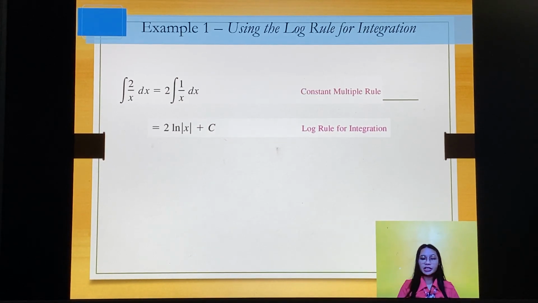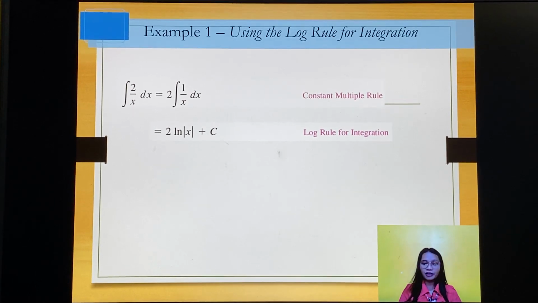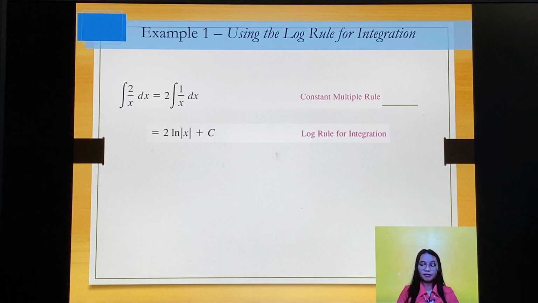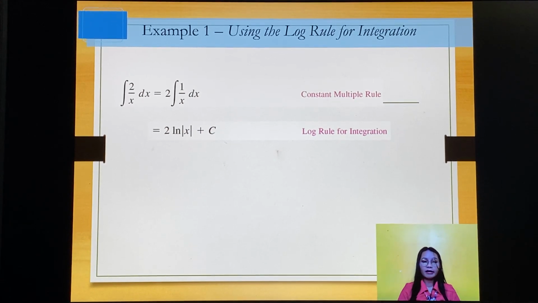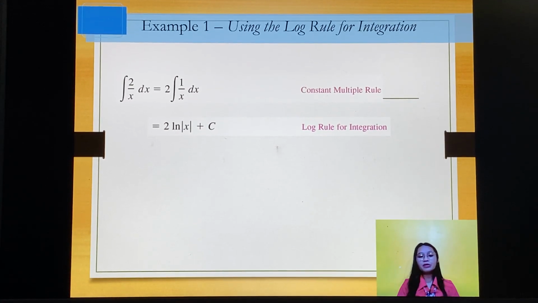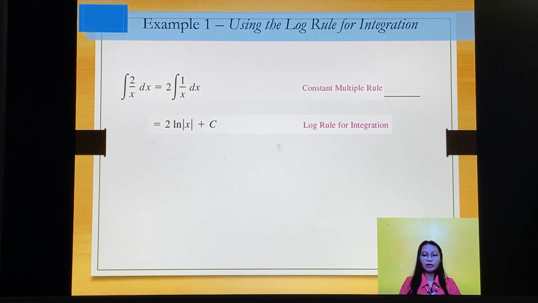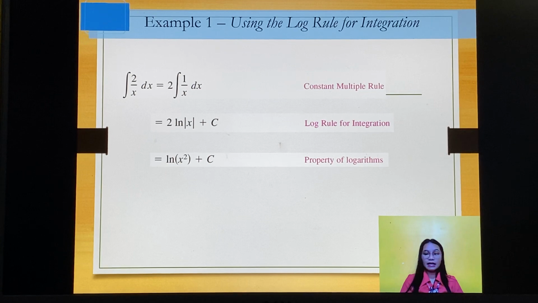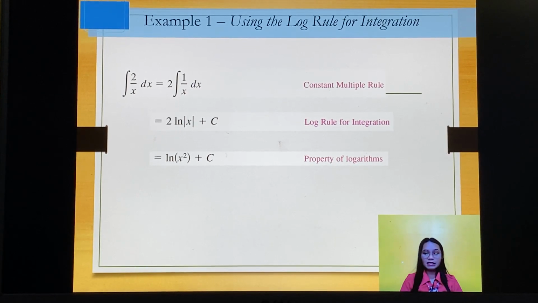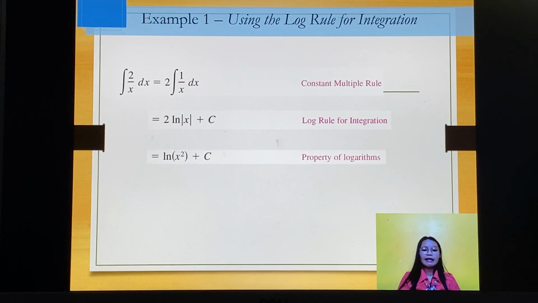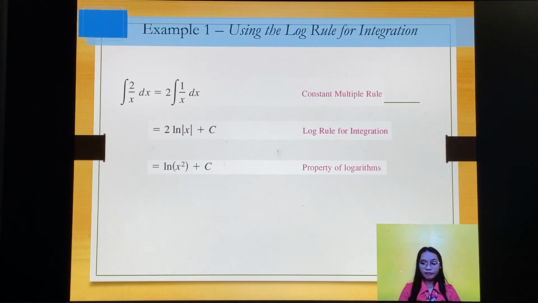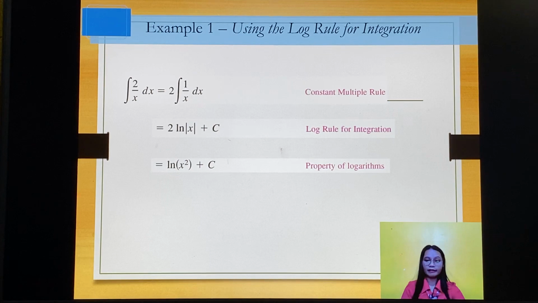The log rule for integration states that the integral of 1 over x is equal to the natural log of the absolute value of x plus a constant of integration. This rule is derived from the property of logarithms, which states that the natural log of the absolute value of x can be written as ln x if x is positive and ln of negative x if x is negative.